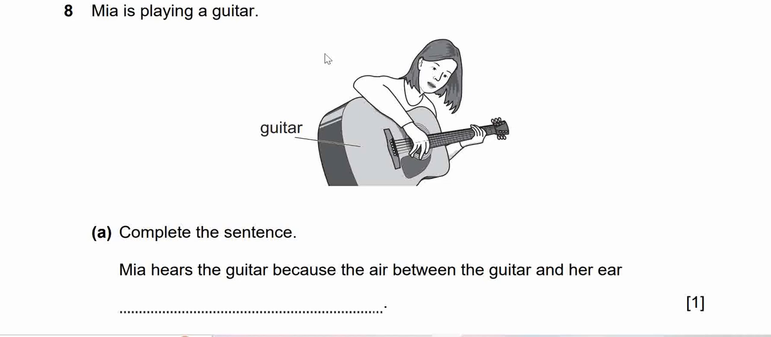Mia is playing a guitar. Complete the sentence. A. Mia hears the guitar because the air between the guitar and her ear blank. 10 seconds from now.